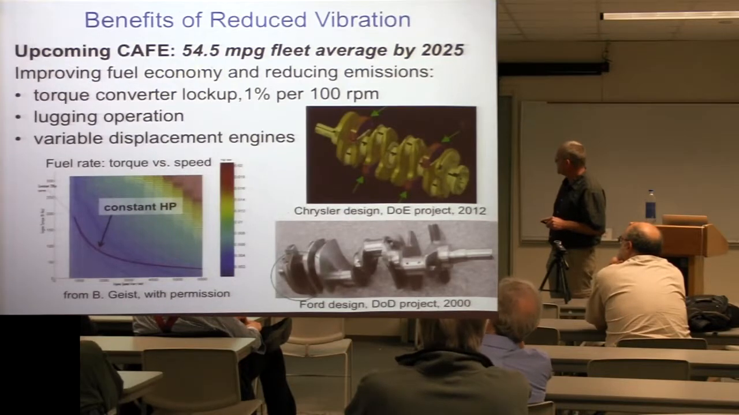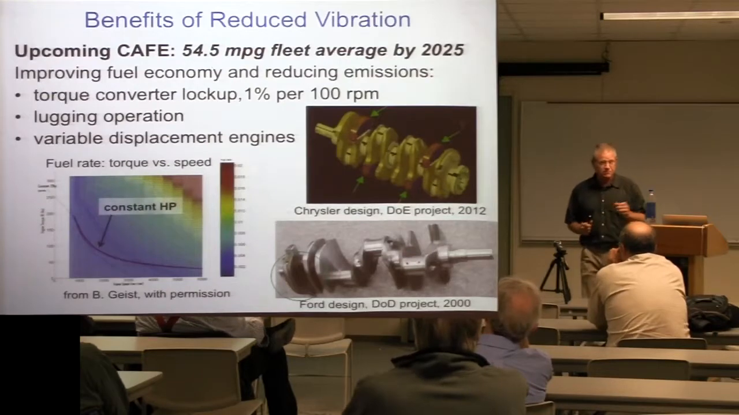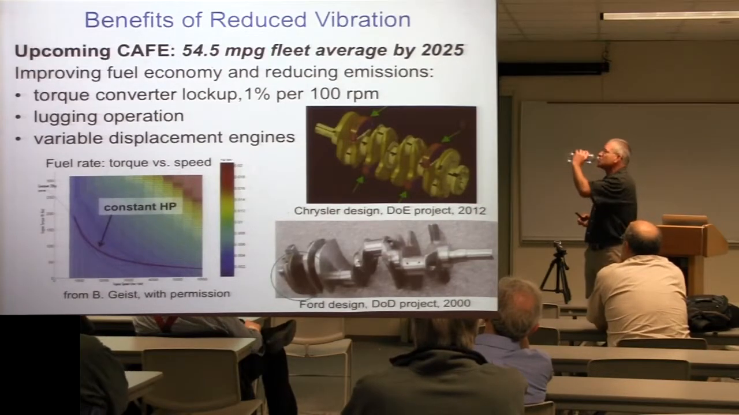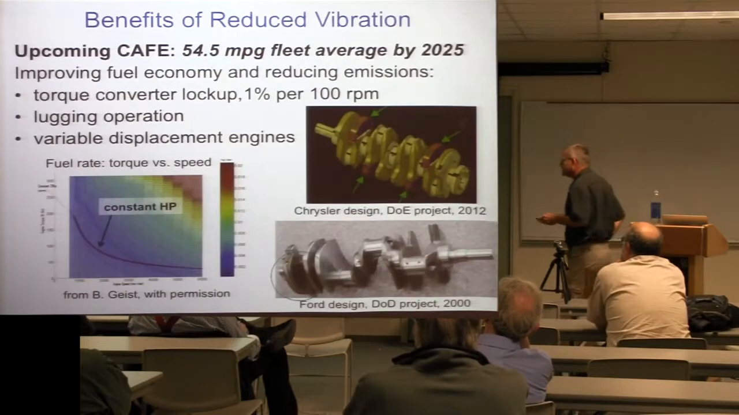Well, here's a thing, in case you don't follow it. In Michigan, this kind of stuff is headlines. So the CAFE, corporate average fuel economy, by 2025, the corporate average is supposed to be 54.5 miles a gallon. Politically, that'll never survive. That's what the target is. So what does fuel economy have to do with vibrations?